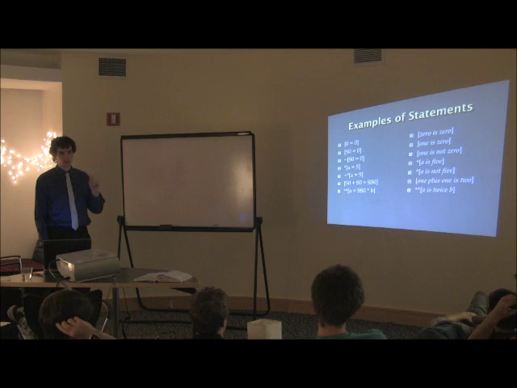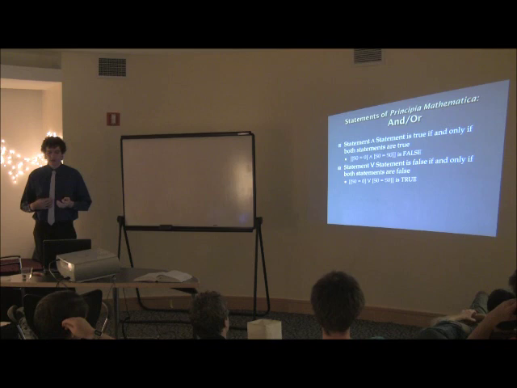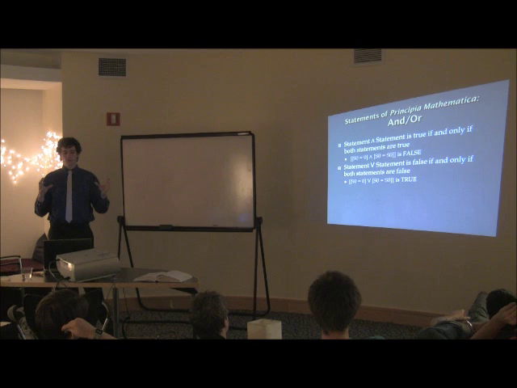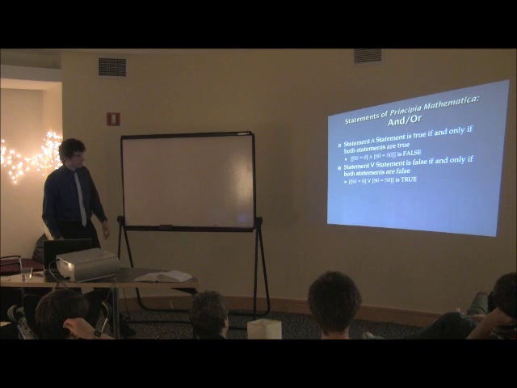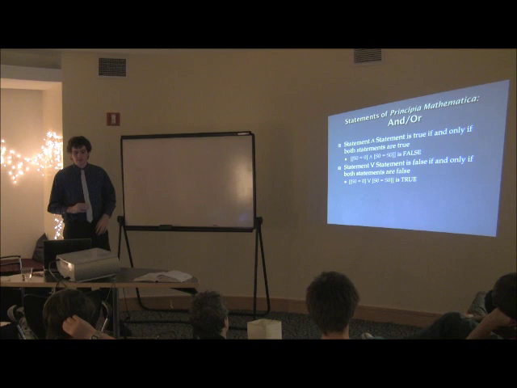Then we have and/or. And/or take two statements, and if the statements together are both true, then and will say, oh, then the collection of A and B, if A and B are both true, is itself true. And similarly, or takes two statements and gives out a statement, and if either A or B is true, then A or B is true. And note that that's not exclusive or. If A is true and B is true, then A or B is true.